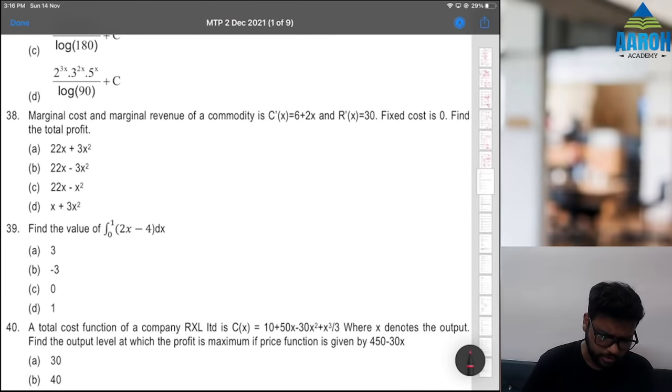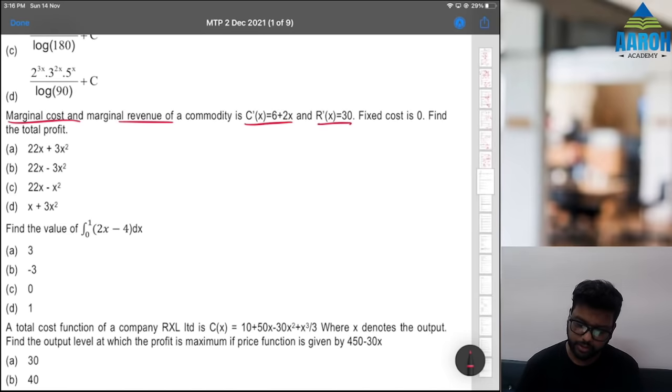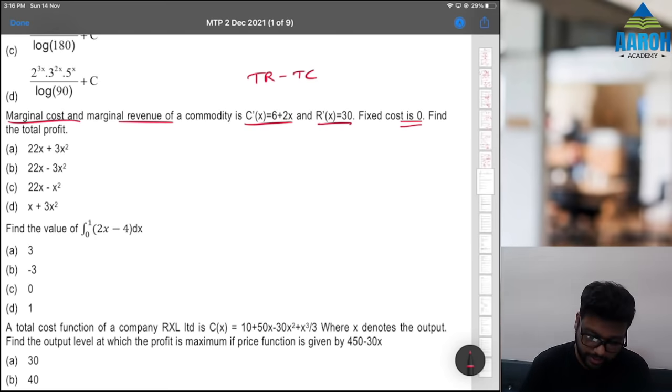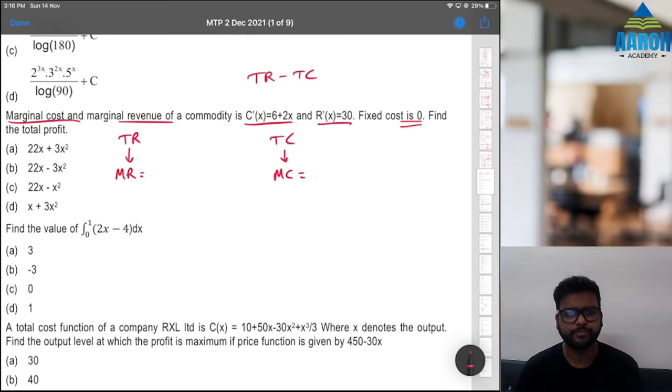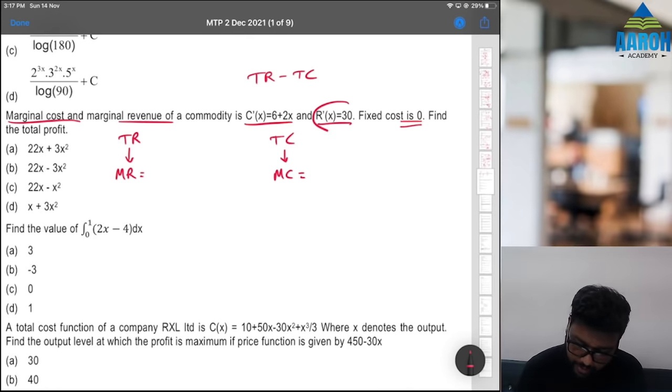Let's find out. Marginal cost and marginal revenue are this and this. Fixed cost is 0. Find total profit. Total profit is what? Total revenue minus total cost. Understand the relation between total and marginal. If we have total revenue, then its derivative is marginal revenue. If we have total cost, then its derivative is marginal cost. Marginal revenue they have given us is 30. That means total revenue will be its integration.